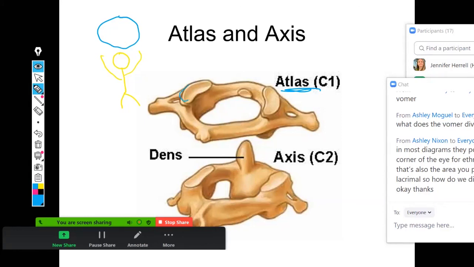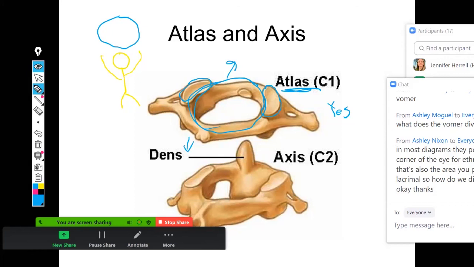These little processes here articulate with the occipital condyles on the occipital bone. So that's where your skull sits, right there. Notice this big atlas is just like a big fat ring. This allows you to tilt your head forwards and back. So we say the atlas is the bone that lets you say yes.